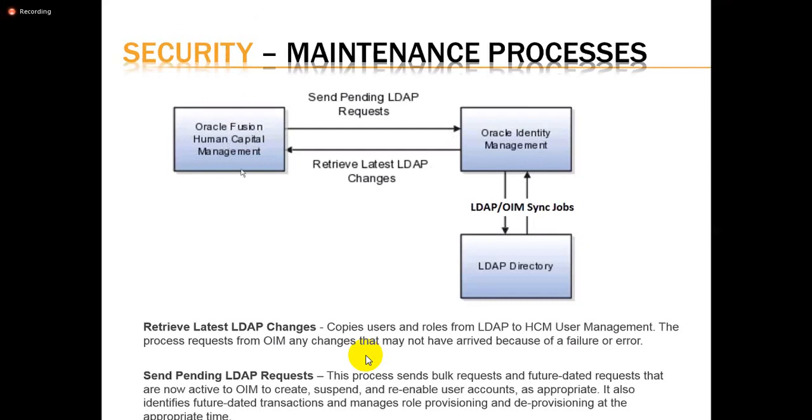How to automatically assign the roles? That is called abstract roles. I'm going to talk about that. So this identity management will assign those roles automatically. For that, we have to run a job called send pending LDAP request saying that, hey, this user is created. Then this identity management will take that user, assign the roles, and those assigned roles will be sent back to the human capital management saying that these roles are assigned to the users.